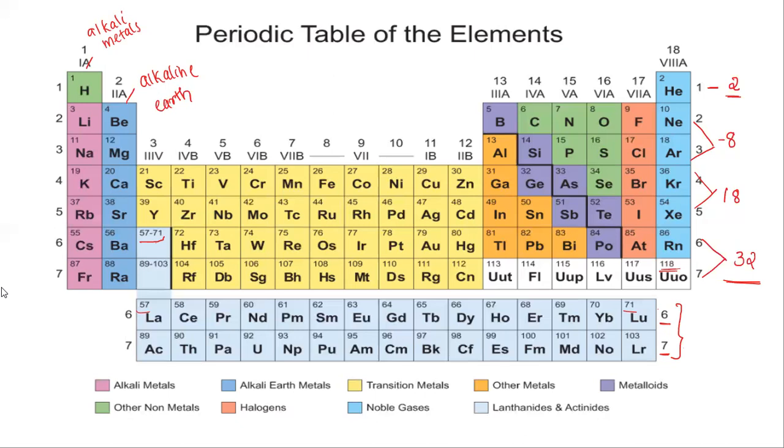Then the 17th group. So first group, sorry, not a period, group. First group is called the alkali metals. Second group is called the alkaline earth metals. The 17th group is called the halogens. And the 18th group is known as noble gas, or they are also known as zero group or inert gas. They are inert. Inert means they will not take part in any chemical reaction under normal conditions. So they are known as inert gas.